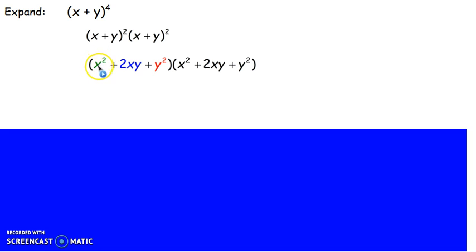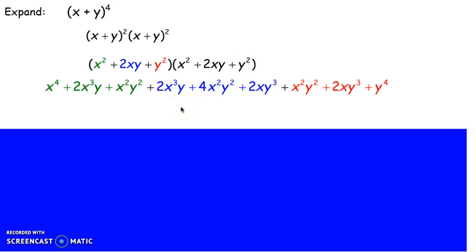So I'm going to need to take x squared times each part of that second trinomial, 2xy times each part, distributing each piece, and y squared times each part, again, of that second trinomial. And here's what you'll end up with. Again, by hand, that would take a lot more time. But all the green parts came from that x squared times everything in black. 2xy times everything in black gave me the blue, and everything in red from the y squared.